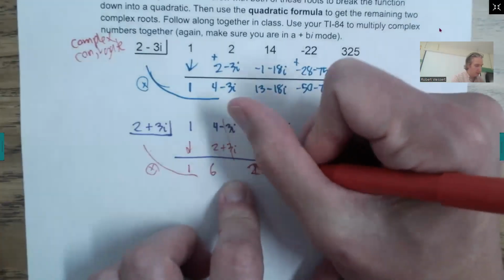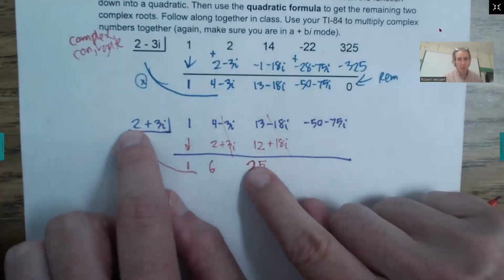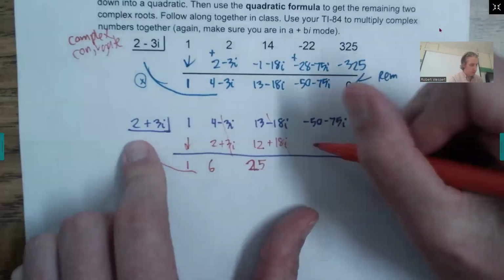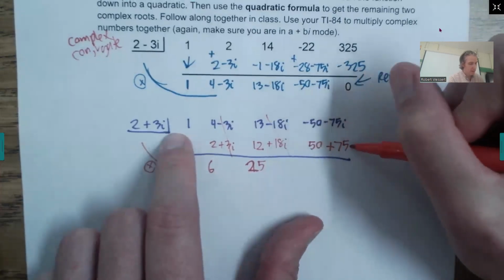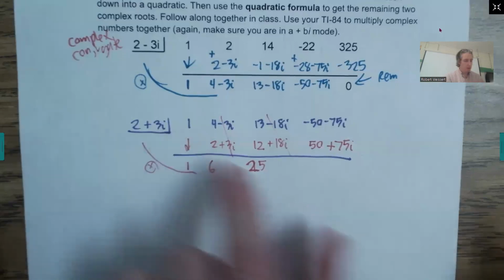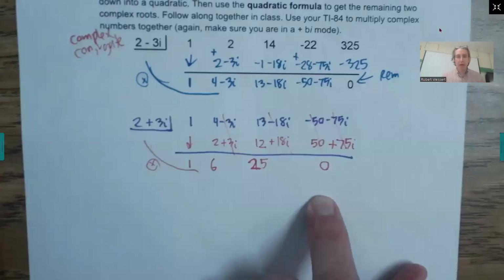Feel free to use your calculator to double check your work. That's 25. 25 times 2 plus 3i, 50 plus 75i. Cancel, cancel. Remainder of 0.